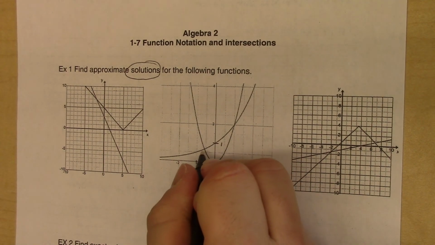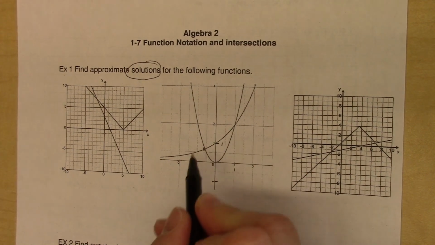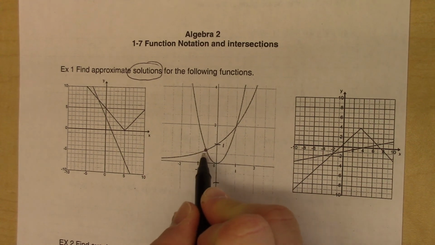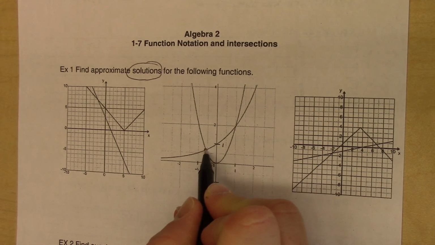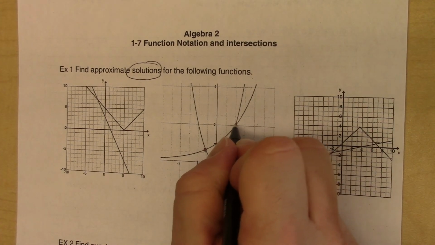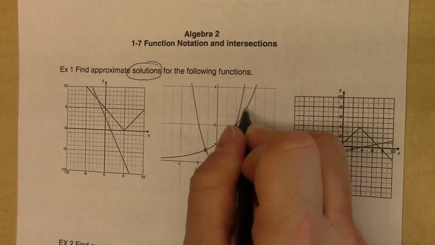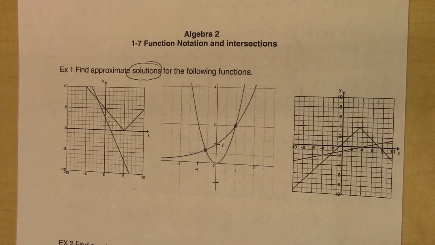When you have graphs, this is a solution because this is where that graph is equal to that graph, right? This point right here is a solution because it is where this graph equals this graph. And you can have more than one solution, right?